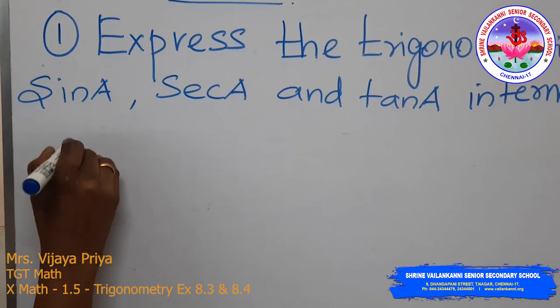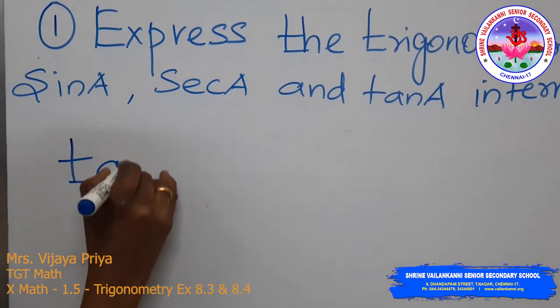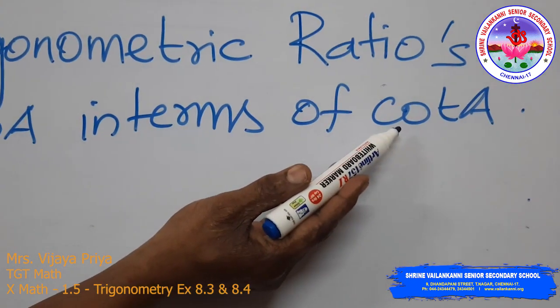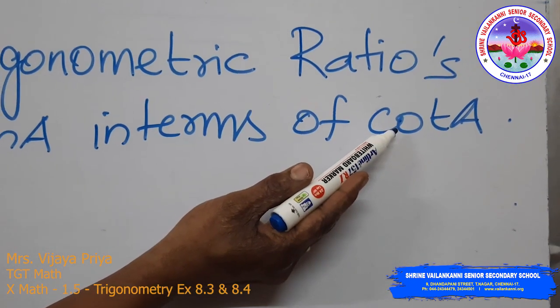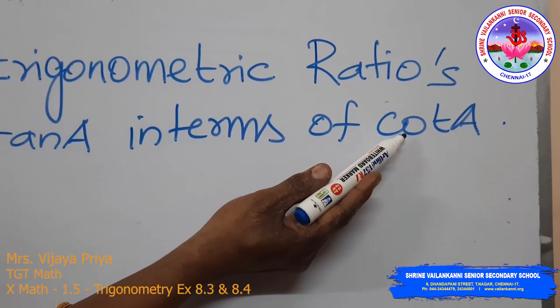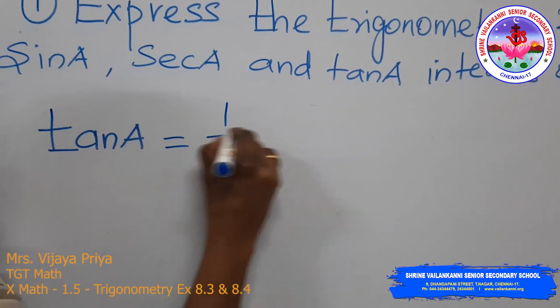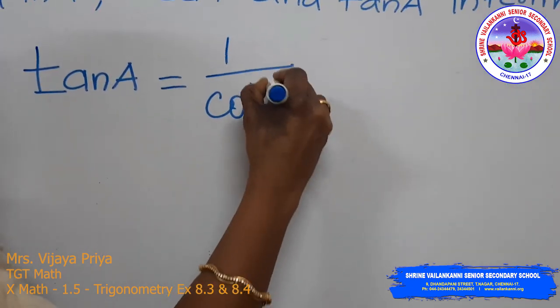Now the third one, I want to represent my tan A in terms of cot A. So we know that cot A is the reciprocal of tan A. So tan A can be represented as 1 by cot A.